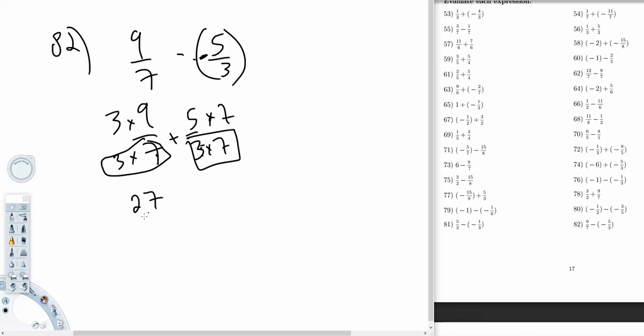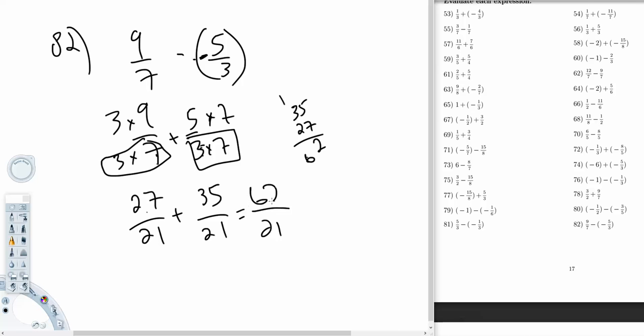So 27 over 21 plus 35 over 21. Carry over the denominator. 27 plus 35, my brain doesn't work that well, so it's going to be like this, 62. Can we reduce this? 3, 7. No, we can't. That's the answer.